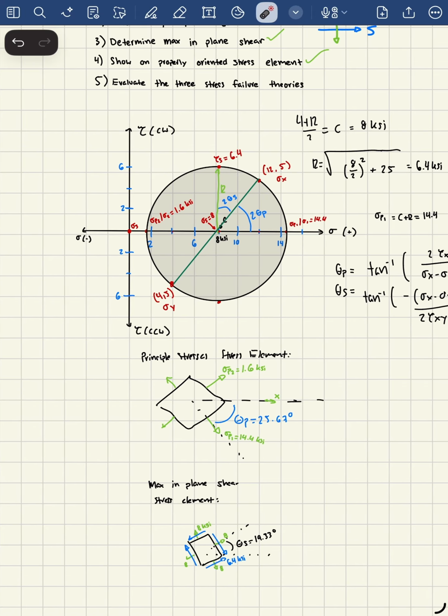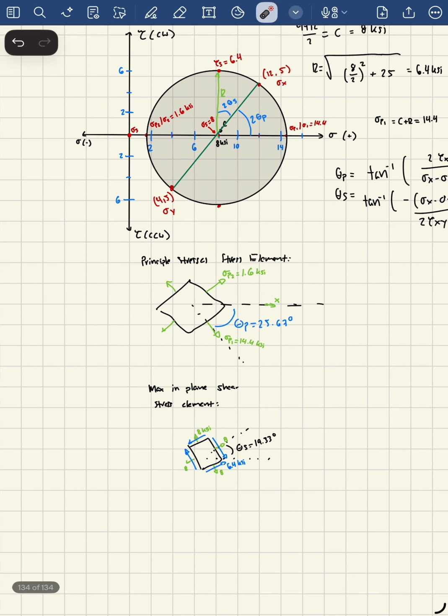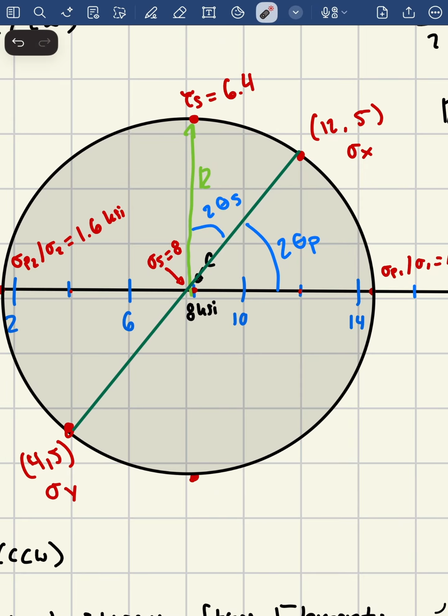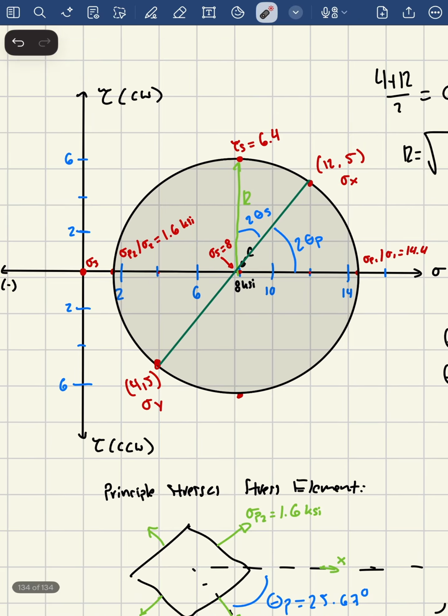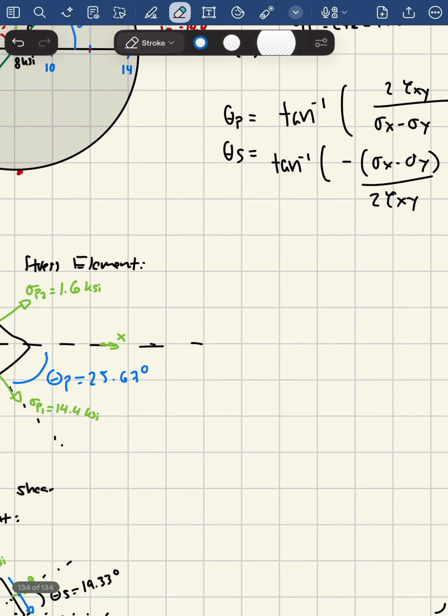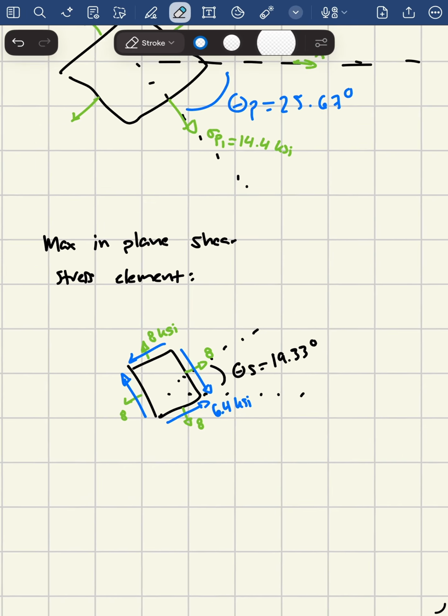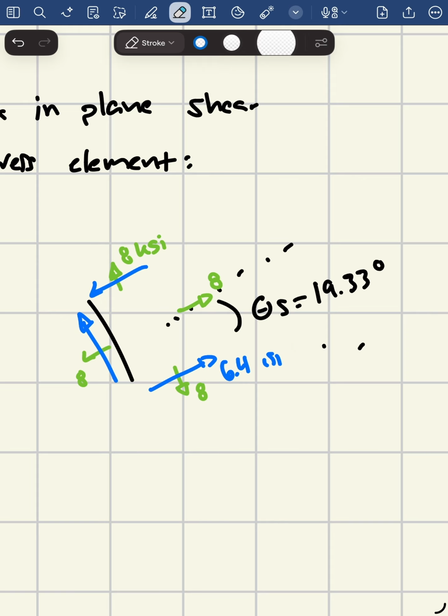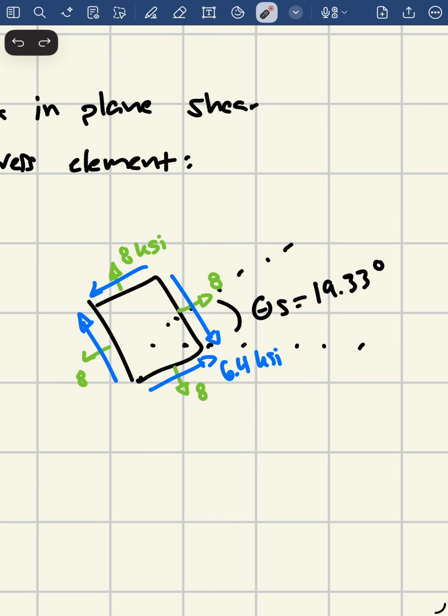Moving on, now you have to do the stress element for max in-plane shear. So to get there, we actually have to rotate counterclockwise to reach this. So that angle we already found was going to be 19.33 degrees. So we have to rotate counterclockwise upwards. So here you have the current x-axis, and then you have to rotate upwards 19.33 degrees to reach that max in-plane shear stress.